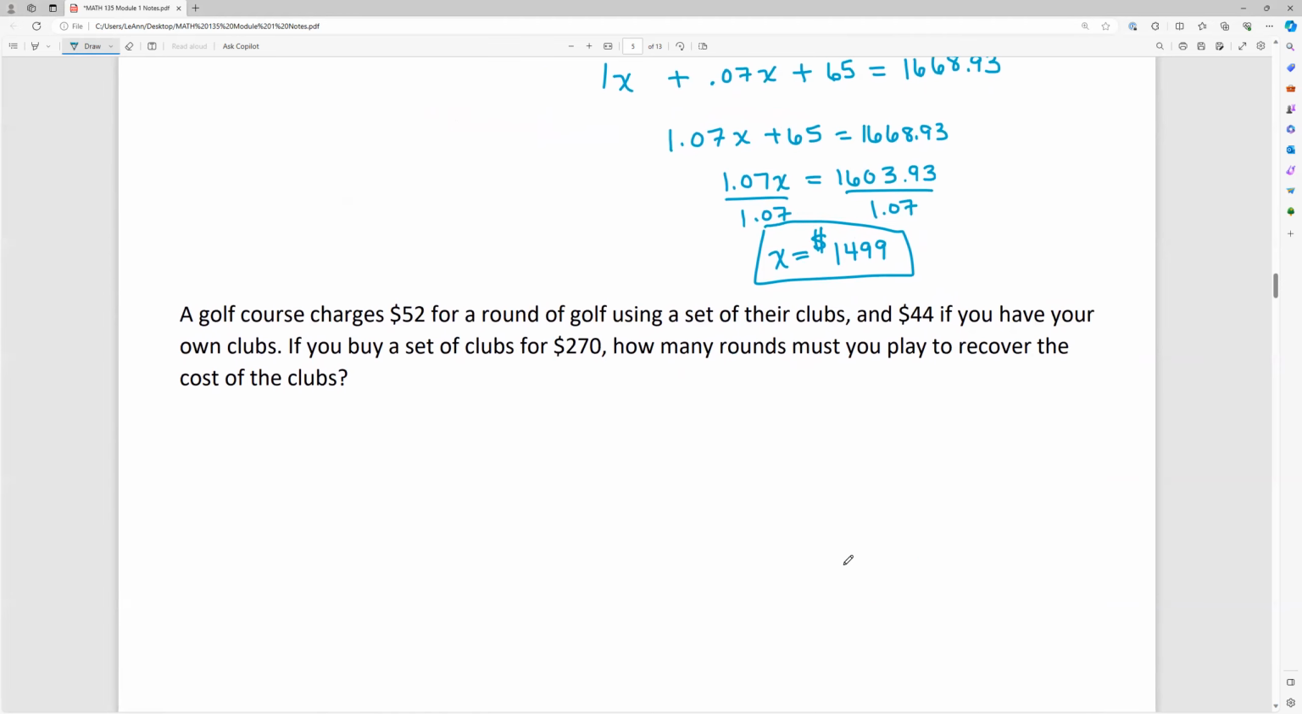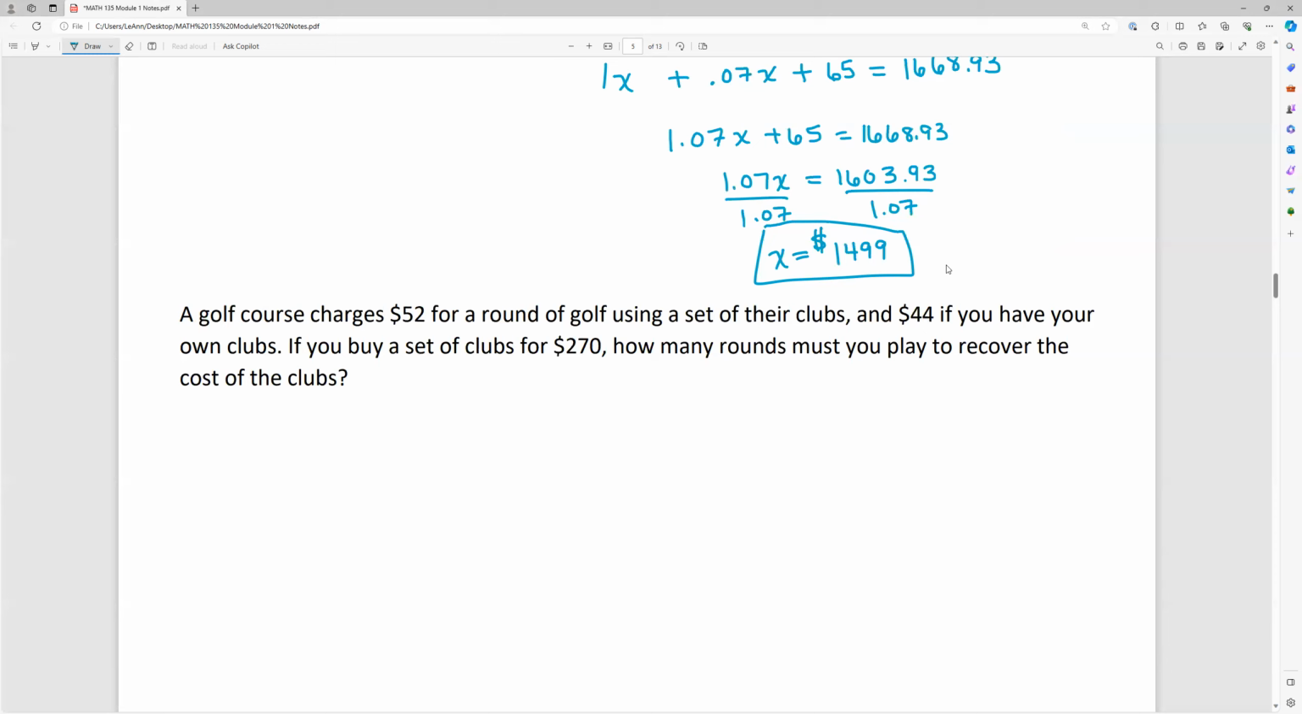Okay. Now let's look at this next one. It says a golf course charges $52 for a round of golf using a set of their clubs and $44 if you have your own clubs. So you get charged no matter what, but if you rent their clubs, you're going to pay an extra $8 essentially. If you buy a set of clubs, so you're tired of renting, for $270, how many rounds must you play to recover the cost of the clubs?